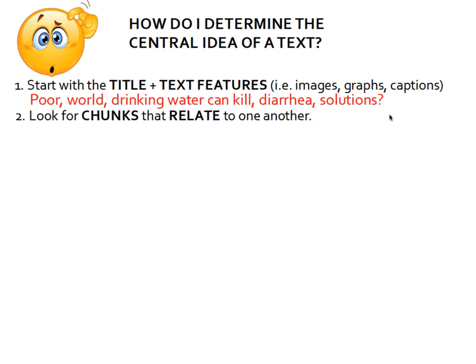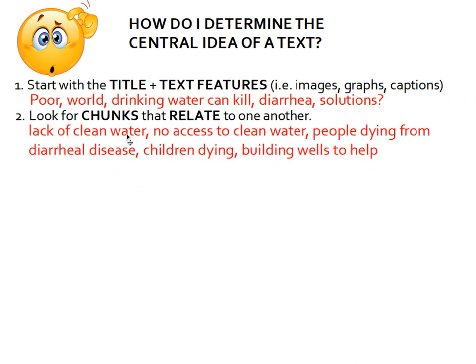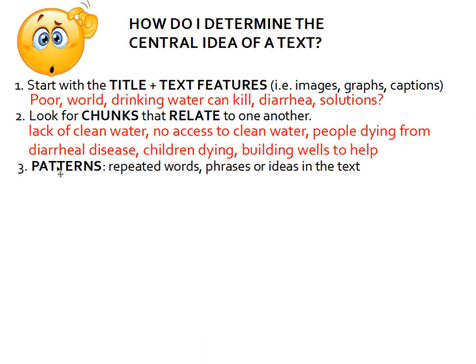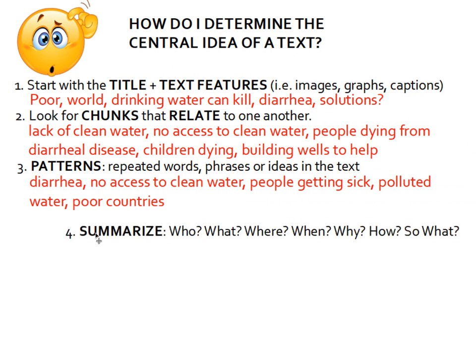The second thing is that we're going to look for chunks or summaries that relate to one another. So for example, the lack of clean water, there's no access to clean water, people are dying from diarrheal disease, children are dying, and they're building wells to help. This goes with solutions. Step 3 is to look for patterns like repeated words, phrases, or ideas in the text. I came up with diarrhea, no access to clean water, people are getting sick, polluted water, and poor countries.